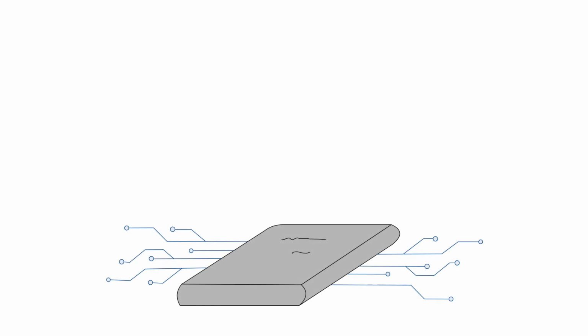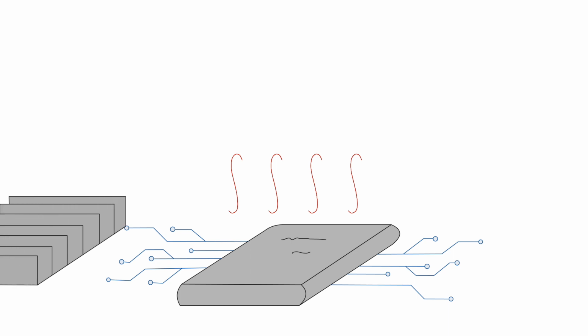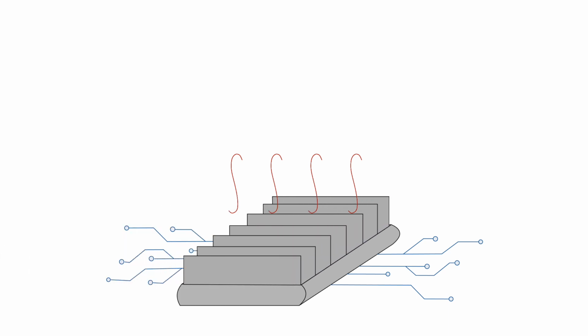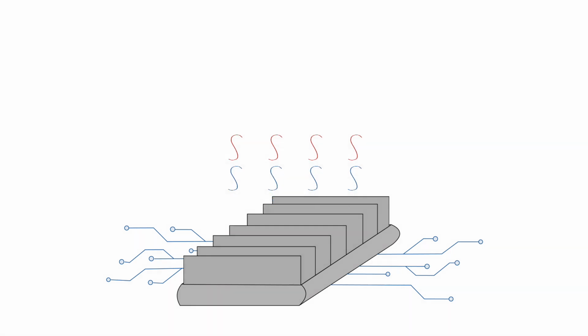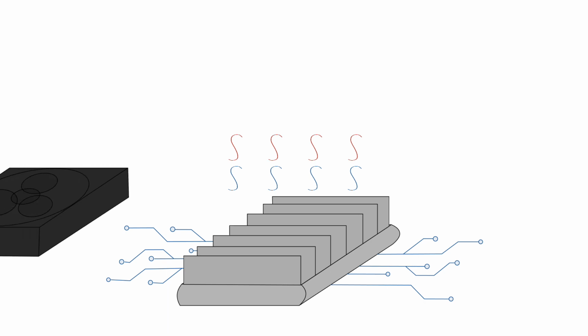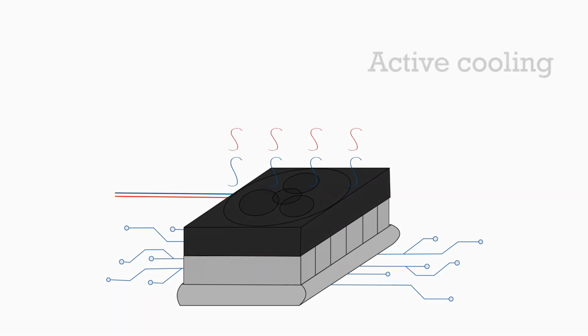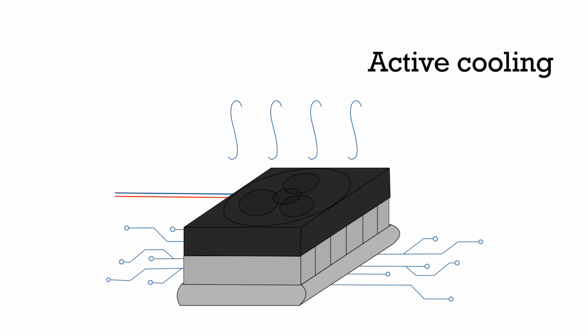Every second your processor generates heat. Too much can harm performance. Here's where a heatsink comes in. This is passive cooling, where the heatsink absorbs and disperses heat naturally. For higher performance, we add a fan. This is active cooling. It helps the heatsink dissipate more heat, keeping your system running smoothly.